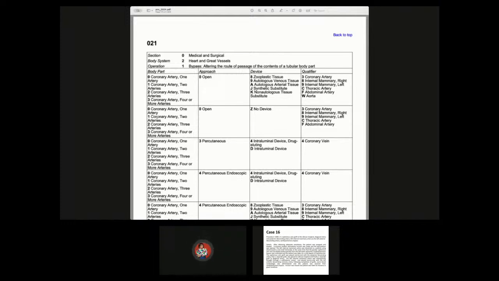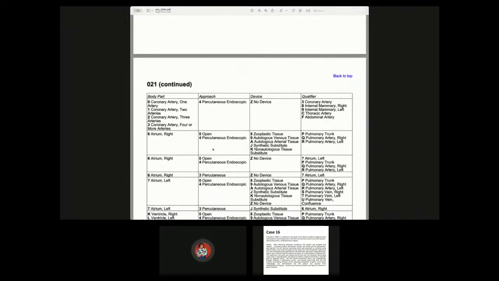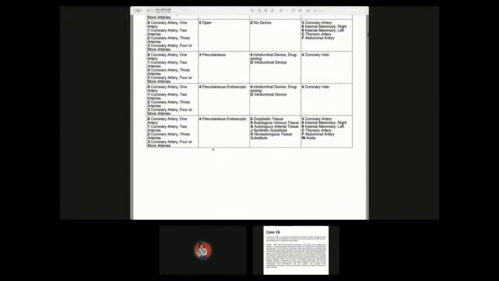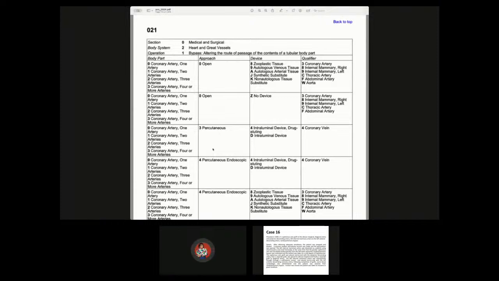And you're like, wait a minute. We got that repeated. The 3 is repeated multiple times. First thing you want to look at is the approach. Our approach was open, so you can get rid of the rest of these, right? Okay. Our approach was open. Now, the next thing you need to determine what was used for the device. Well, in our particular case, it was the patient's own vessel. Autologous. It was an autologous vein. So that's a 9. And then the 7th character, it went to the aorta.